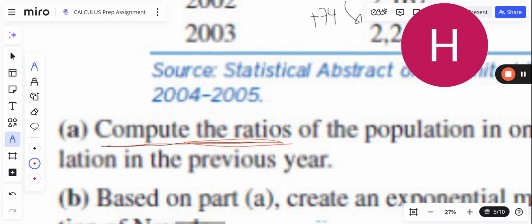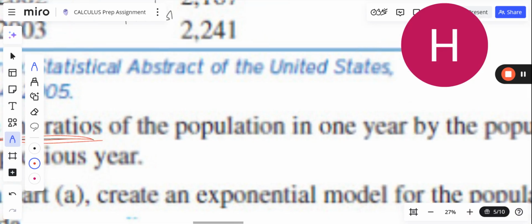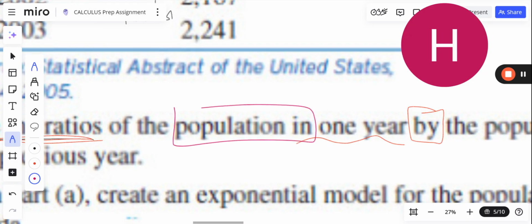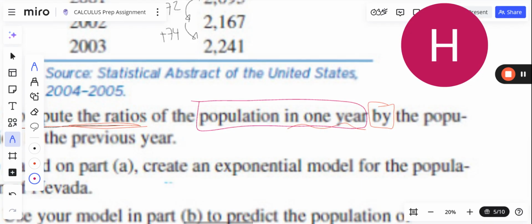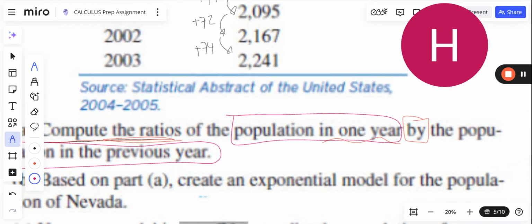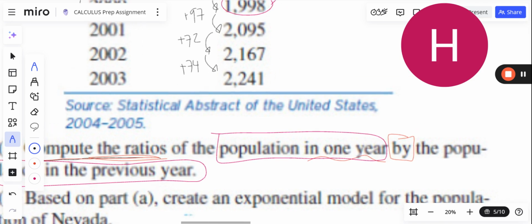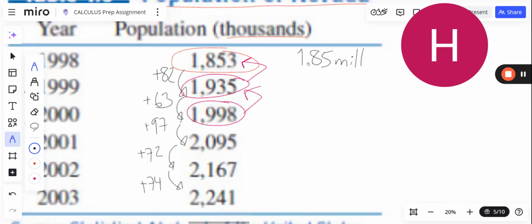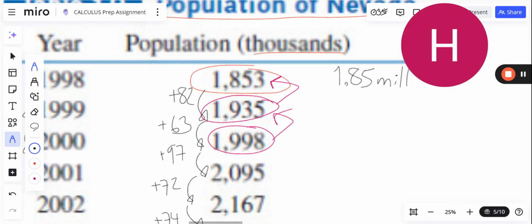Compute the ratios. What ratios? Of the population in one year by, so this is basically saying this thing is going to go on top. Remember, a ratio is just a fraction. Population in one year by the population the previous year. So that's what is on the bottom of the fraction. Okay, so we're basically just computing this kind of a ratio. So we might call this the multiplier.